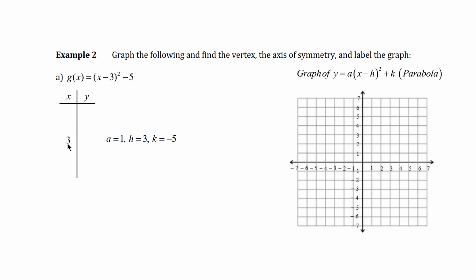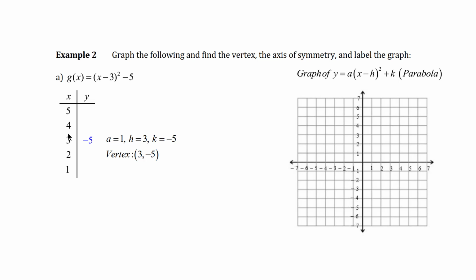Next, we need to find the corresponding y value. We take 3 and substitute it into the function g. We get 3 minus 3 is 0, 0 squared is 0, 0 minus 5 is -5. So the vertex is located at the point 3, -5. Next, we need to pick two values above 3 and below 3. So I have 5 and 4 and 2 and 1.